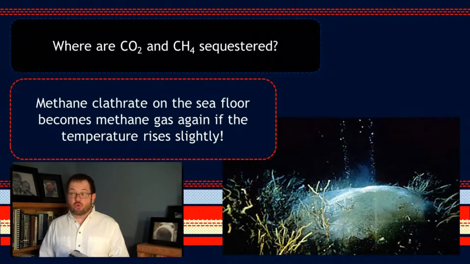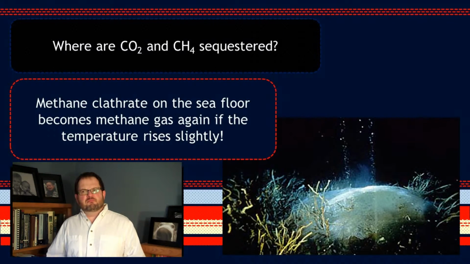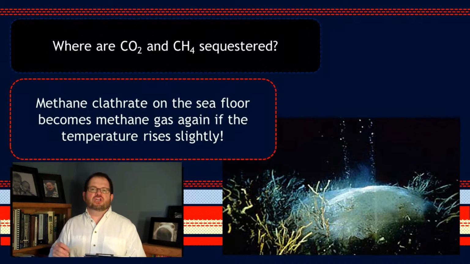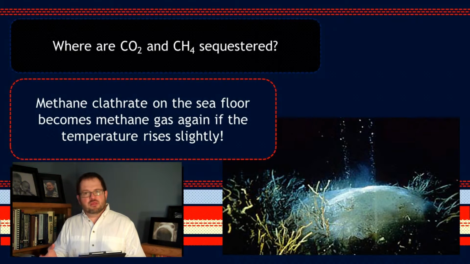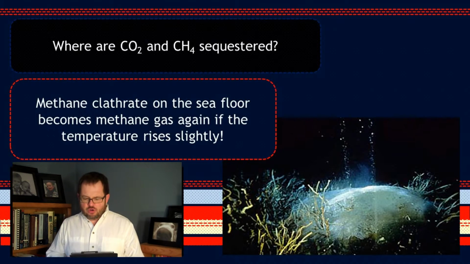Another place where we store a lot of carbon is in the form of those methane clathrate ices that we talked about way back in the methane lecture. At high pressure but low temperatures, on the continental shelves out in the ocean, there are these ices that form that are made not of water but of methane. And in fact, they could be the largest single source of fossil fuels on Earth. There's an enormous amount of methane stored in them.